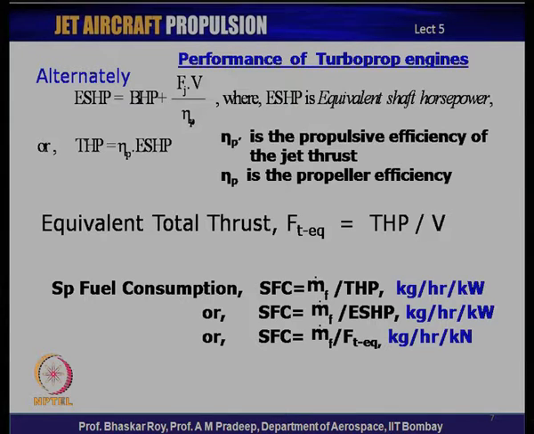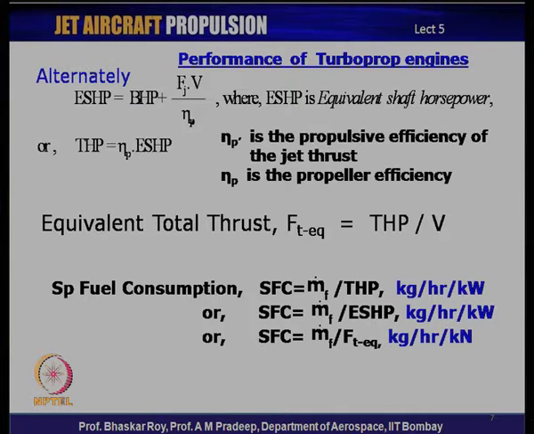Now, this ESHP is what is supplied, let us say, to the shaft for creation of power, and hence that power, thrust horsepower, as we categorized earlier, is directly a result of ESHP times eta p, which is the propeller efficiency. Hence we can also get THP as a measure of power supply of the whole engine from ESHP.